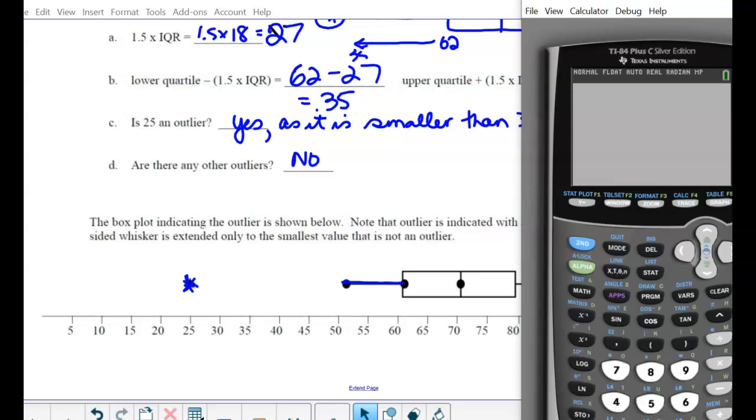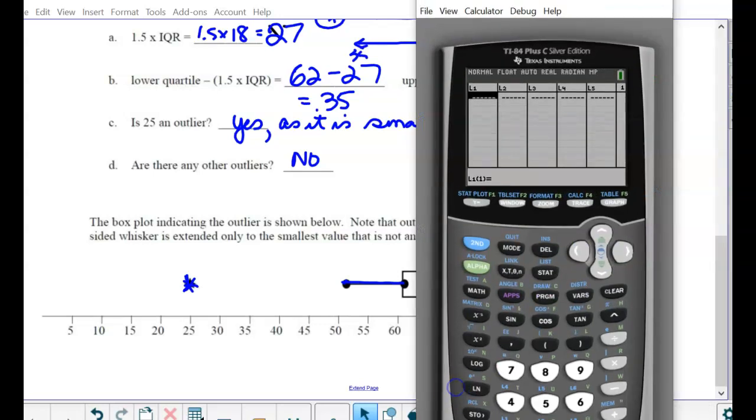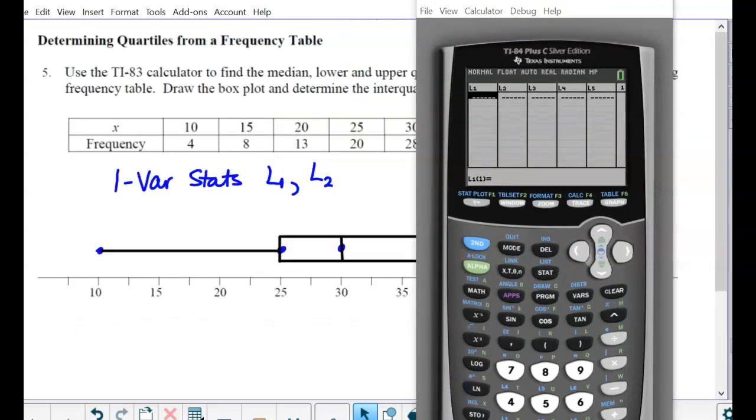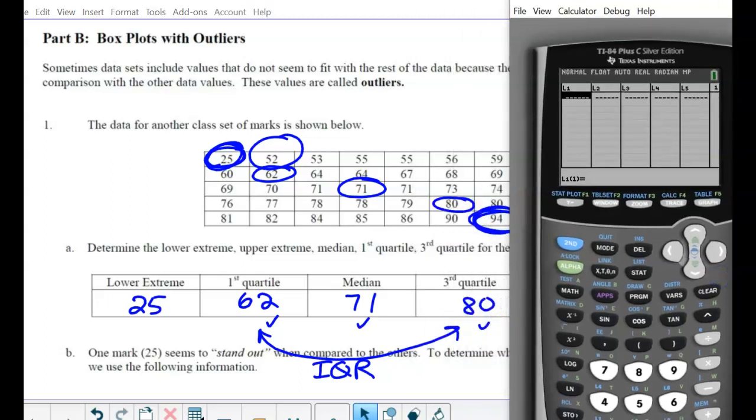We do need to enter the data. So we go to Stat, Edit, and clear off the previous lists. Okay, and then we want to go to that data. Oh, sorry, there's a bug here. There, and enter it all in list 1. So it takes a few minutes to do that. So I'm going to do it from this.